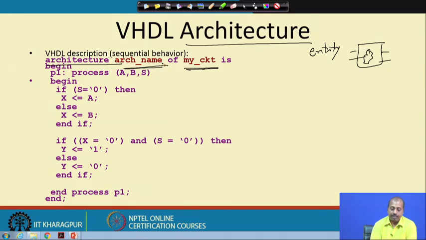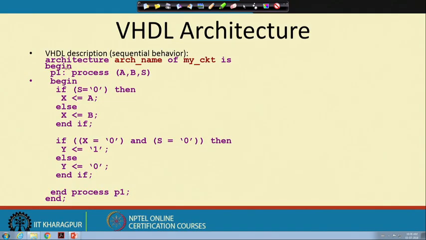So, I can have another architecture also defined for my circuit. There is no restriction about how many architectures I am going to define for this entity, because this was more from the documentation point of view while initially designed. So, you can define one architecture from the behavioral side, another architecture from the structural side, like that. That is why I can have several architectures for the same entity. Here we have this architecture arc name of my circuit is, and then begin. These are all keywords: architecture, of, is, begin.